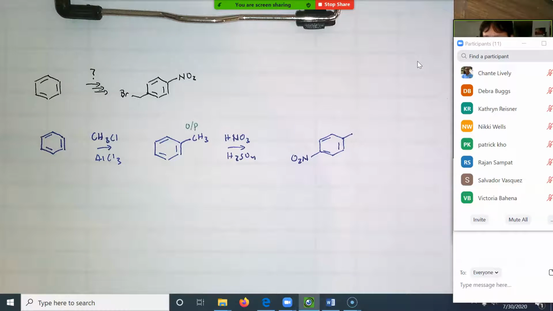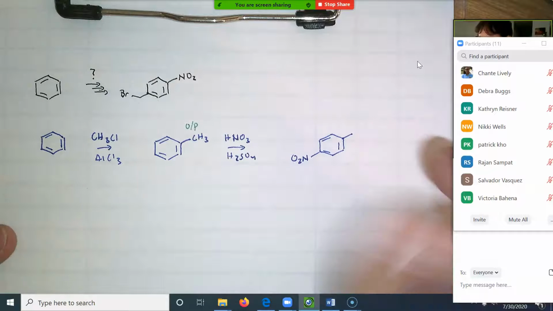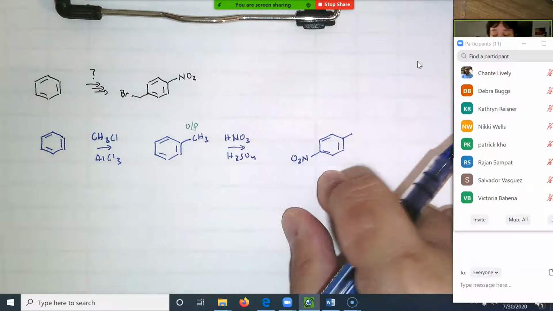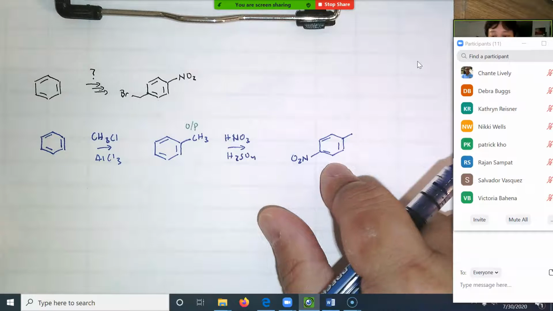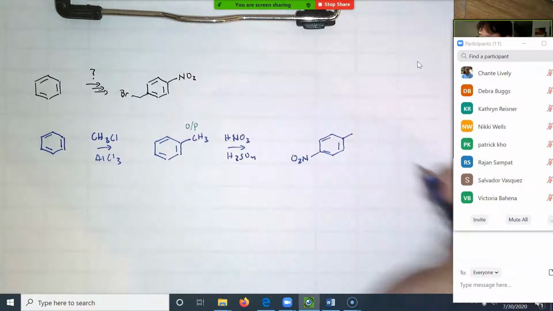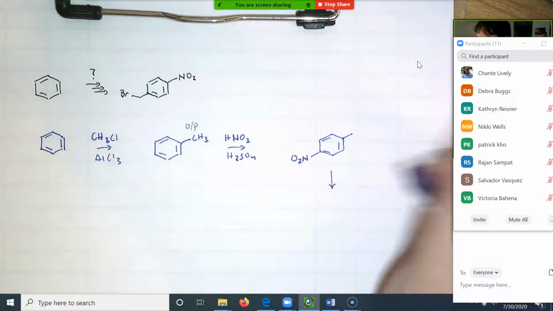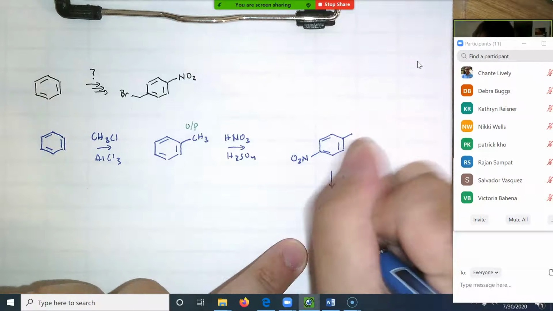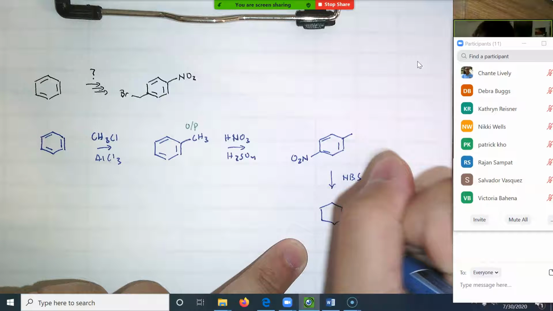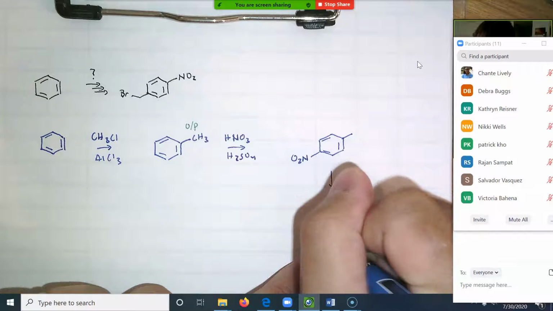When you make mixtures, you assume that you have the ability to purify that mixture to get what you want. Now, definitely, you're hoping that you're picking the major product. And this is the major product. The para is typically the major. And now we do bromination, NBS. Br, NO2.